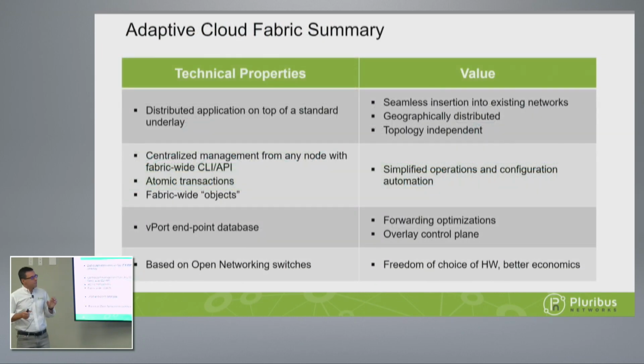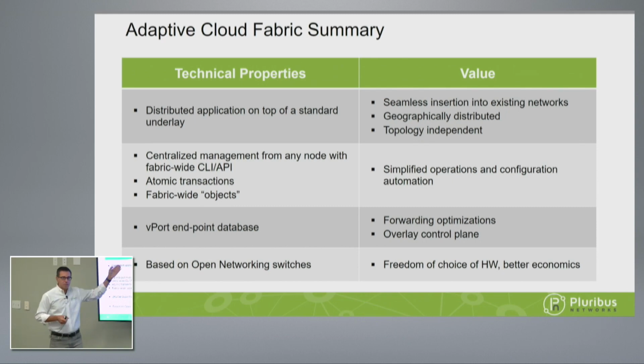Now, this sort of closes some of the high-level introduction on the fabric. But I wanted to revisit some of the technical properties we discussed and highlight the value. What value are they enabling? So number one, it's a distributed application on top of a standard underlay. What are the consequences of having this technical capability?